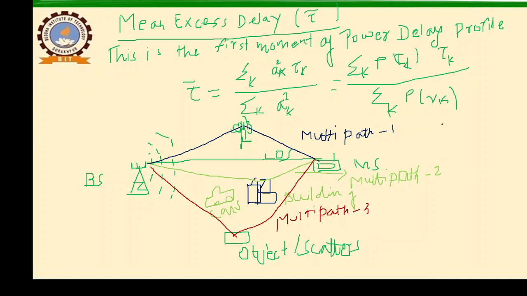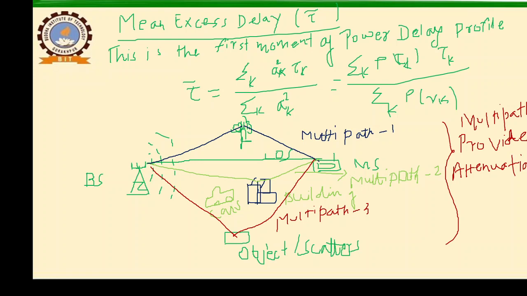So from this diagram we are seeing multipath, and it provides the attenuation factor, which is given by A, and delay, which is denoted by tau.